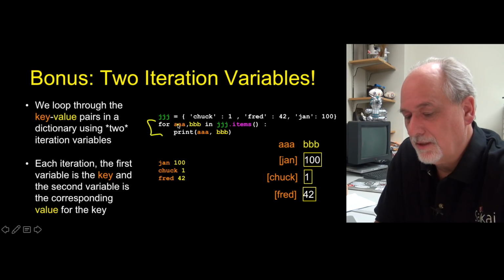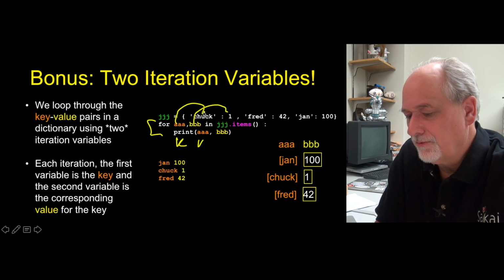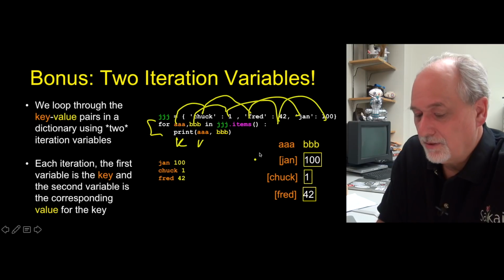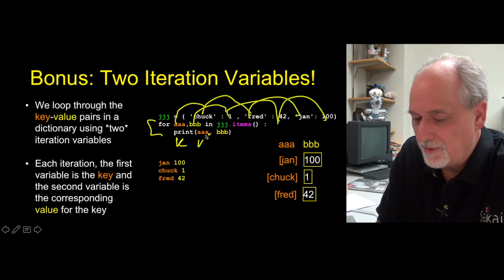So what this basically does is says, we're going to simultaneously advance these two iteration variables. So this is going to be the key and the value, the k and the v. The key and the value is going to be Chuck, 1, then they're both going to advance: Fred, 42, Jan, 100. And so that means in this simple loop, if we just print them out, we're going to get the key-value pairs, of course, in the order.